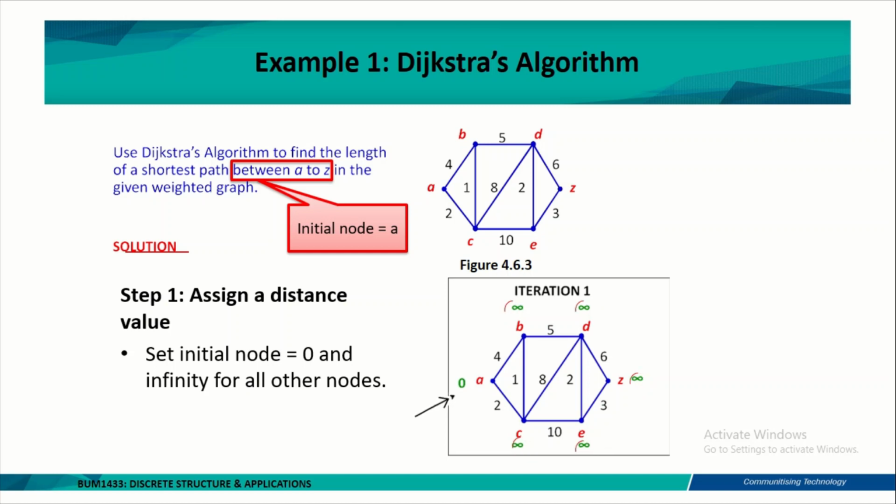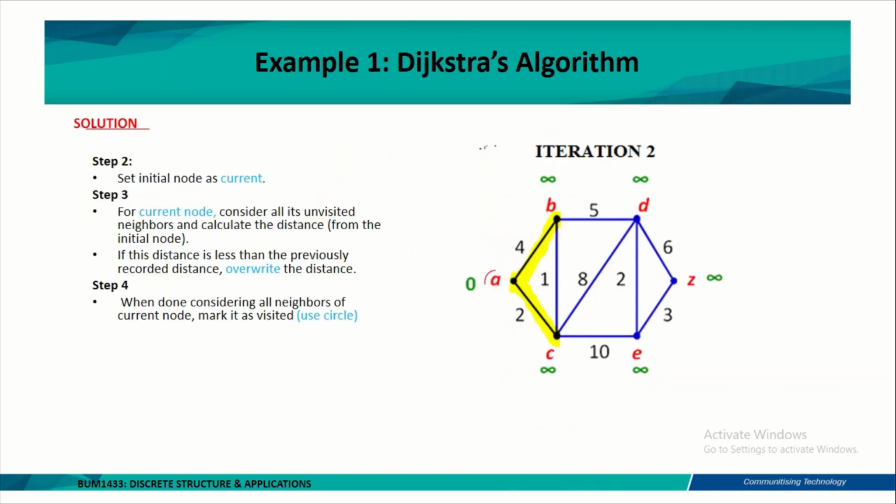So let's see step 2. We set the initial node as the current node, which is A. For the current node, we consider all the unvisited neighbors and calculate the distance. The current node A is adjacent to vertex B and vertex C, so we need to calculate the distance from the initial node.